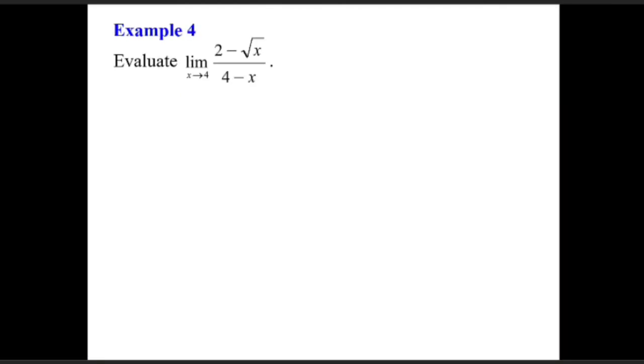Example 4. First step is to substitute the value of x inside it. And what you get is 2 minus square root of 4. Square root of 4 is 2. 2 minus 2 is 0, and then 4 minus 4 is also 0. You get 0 over 0. Remember, there are two things that we can do. First one is to factorize, the other one is to multiply with conjugates. But remember, when there's a surd, you have to multiply with the conjugate.